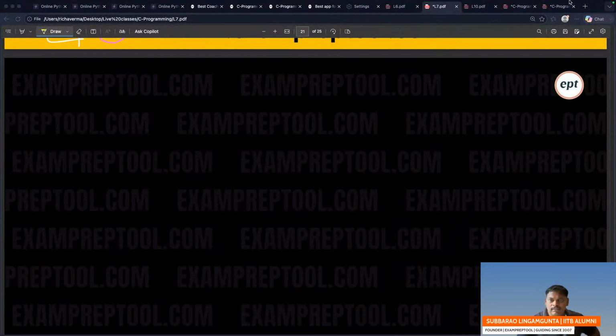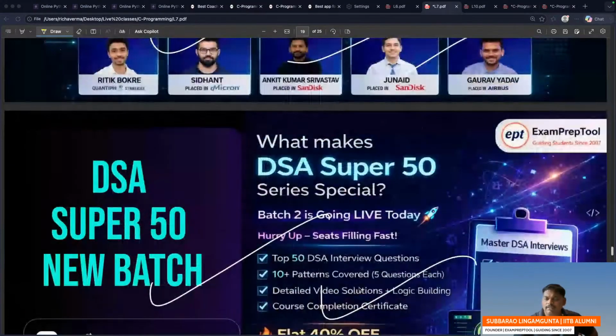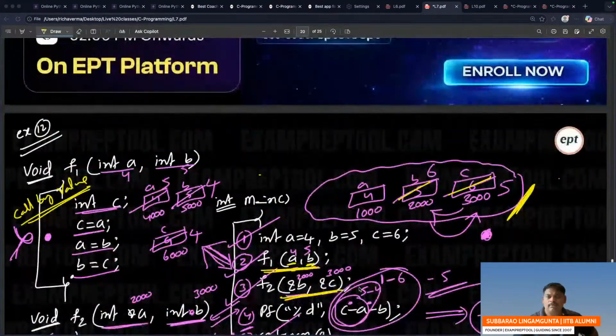In the next class, after pointers are over, we will give the pointers assignment also. On the pointers, we can give some assignments. Whatever is over, please verify. Don't memorize anything by heart.